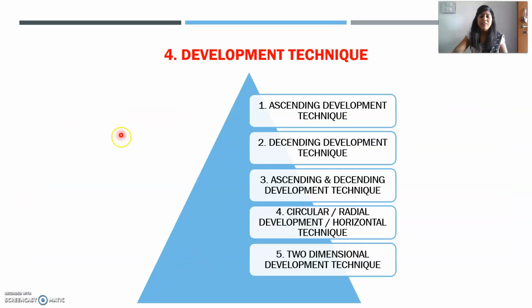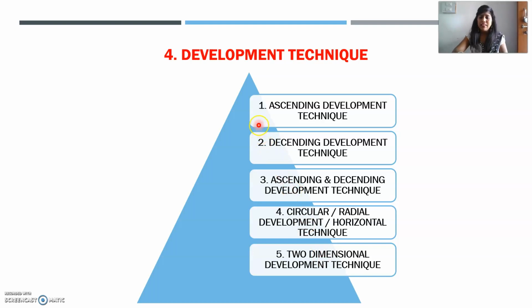Next point is development technique. Now, the development techniques fall under 5 categories. First is the ascending development technique. Second is the descending development technique, and third is a combination of ascending and descending development technique. Fourth is called the circular or radial development technique, which can also be called a horizontal development technique, and the fifth category is known as the two-dimensional development technique.